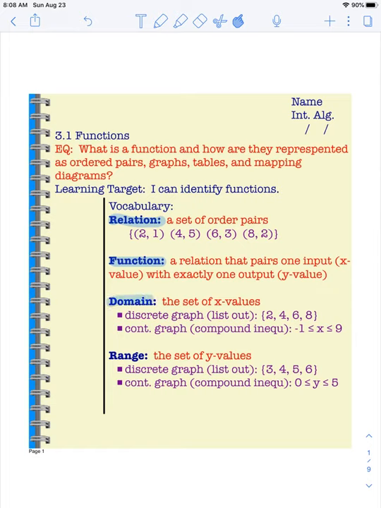The domain is the set of x values. Domain can be discrete or continuous. Discrete is going to be a list of numbers, and continuous is going to be represented as a compound inequality. And lastly, the range is the set of y values. This can again be discrete or continuous. Discrete is going to be a list of numbers. Continuous will be an inequality.